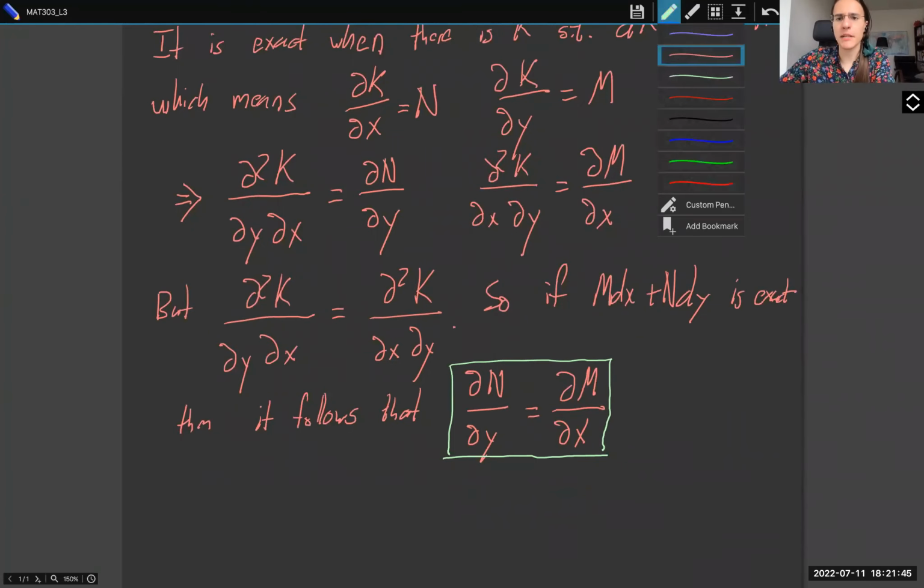And so how do you remember this equation? Well, m is paired with x and n is paired with y. So you do the opposite thing. The thing that's paired with x, you differentiate it with y, and the thing that's paired with y, you differentiate it with x. If you remember that it's the opposite thing, then you'll get it straight.